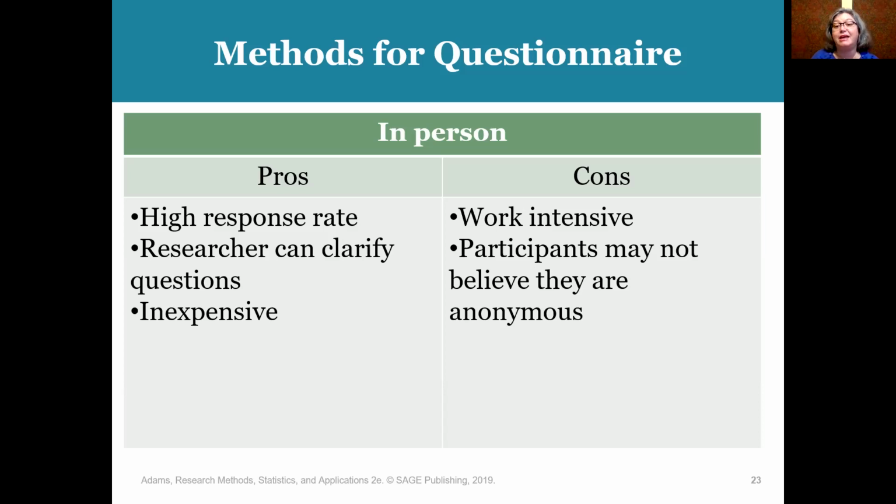The cons, it's work intensive. The longer that questionnaire is, the longer people are writing stuff and having to check boxes and think, the quicker they want to get through with it. And so especially towards the end of a very long questionnaire, they may just be tired, and you may see some of those fatigue effects.